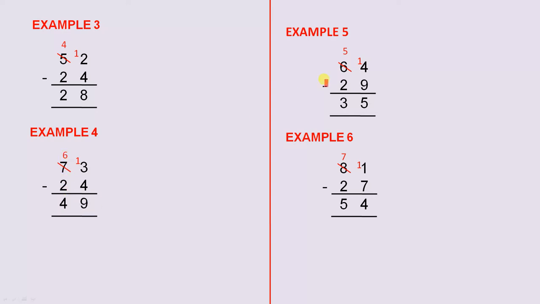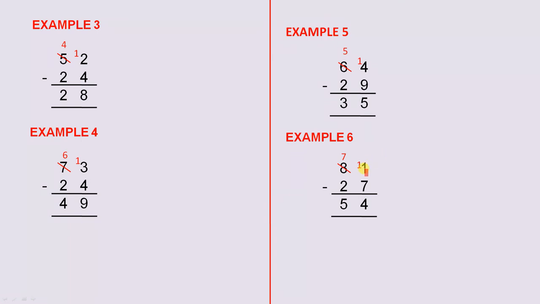Answer is 49. 4 take away 9 we can't do. So we give away one of the 10s. We've got 5 left. Here are the 10 ones plus 4, that's 14 ones. 14 take away 9 is 5. 5 take away 2 is 3.